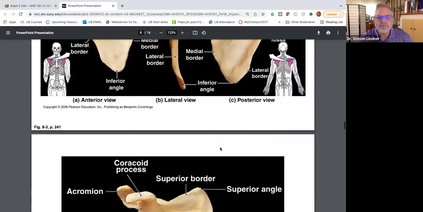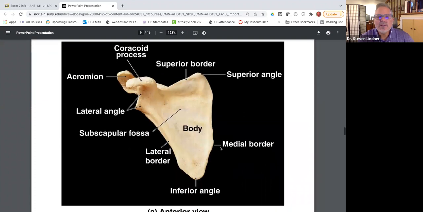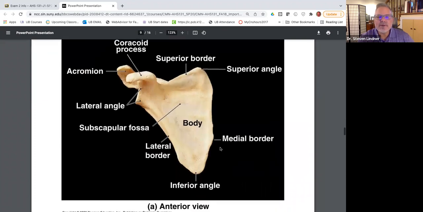Okay. So now let's just look at the anterior scapula. We know it's the anterior. How? Because look at the surface. It's all smooth. We don't see the spine of the scapula. So this fossa is the subscapular fossa. Let's look at the borders.